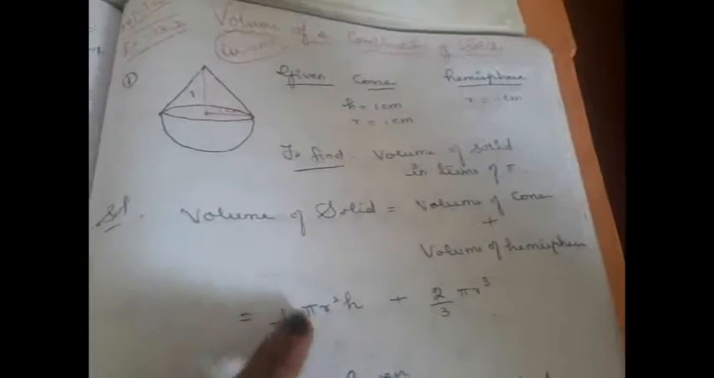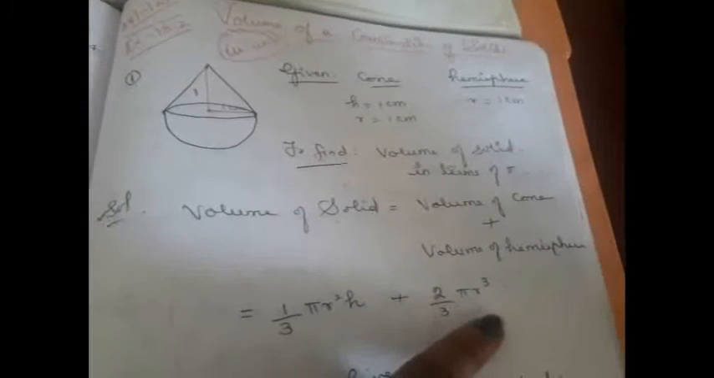You don't have to substitute the value for pi because they asked you to find the answer in terms of pi only. So only substitute the values for radius and height, and hence you will get the answer in cubic units in terms of pi, right? Hope you got it. Let us move on to the next question.